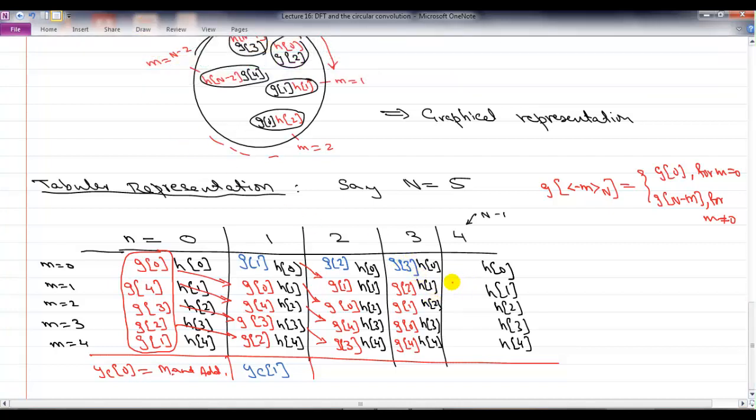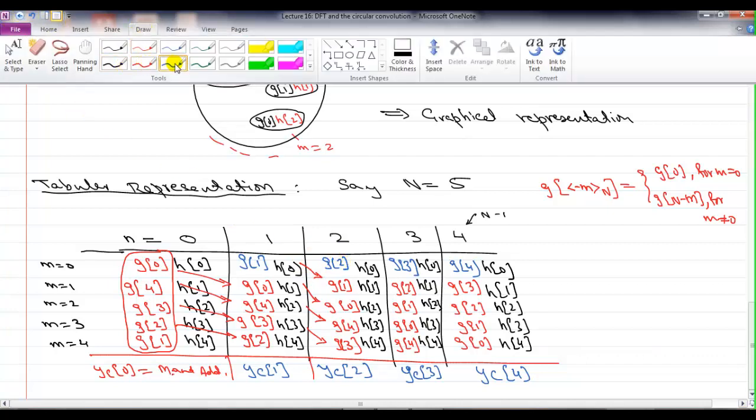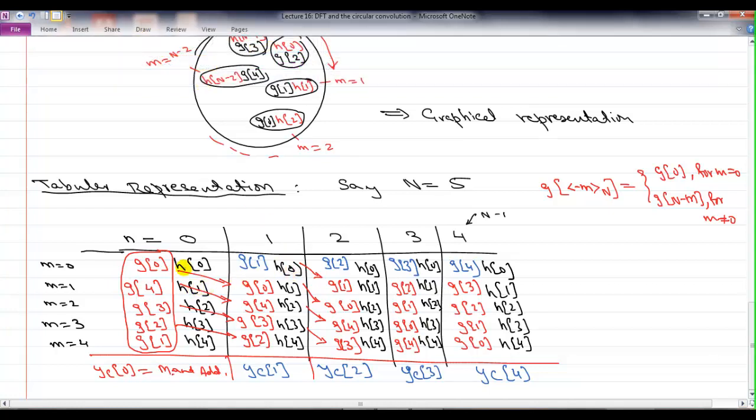And finally, I do the same for n equal to 4. I get G3, G2, G1, and G of 0, and G4 now again goes back to m equal to 4. I add all of these terms, multiply and add them in each column to get YC2, YC3, and YC of 4.